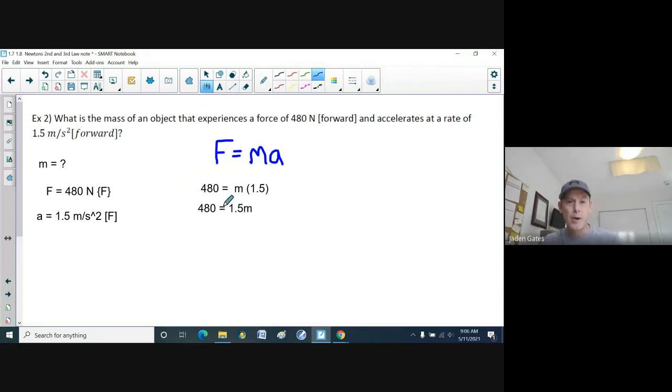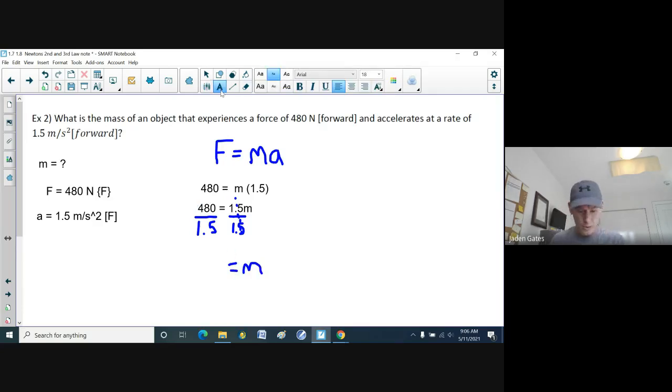All right, but I want to get the mass by itself. So I'm going to divide both sides here by my 1.5 to get m by itself. All right, and so those 1.5s divide each other out. And so if I take 480 and I divide it by 1.5, what do I end up with here? I get 320. And again, because we're in standard units here, kilograms. Here we are. Any questions about that so far?